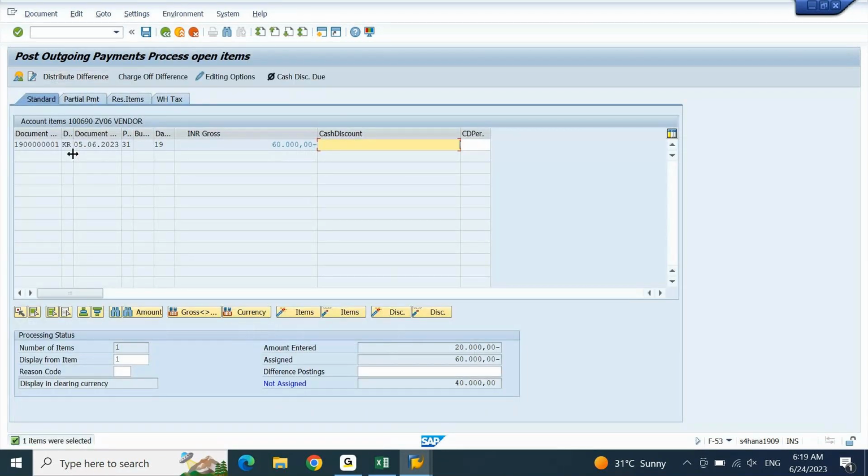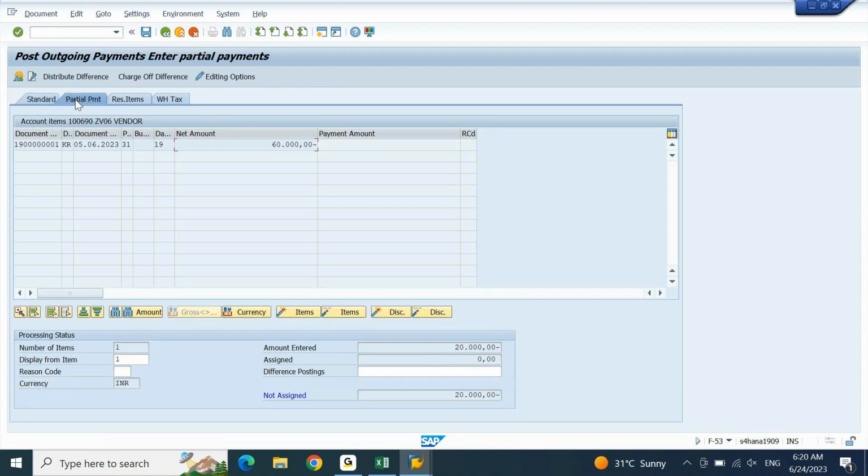Here, you see the invoice amount is 60,000, and the amount assigned is 60,000. By default, the system is assigning the total invoice amount, but we are making the payment only for 20,000. The amount entered is only 20,000 credit balance. What I am going to do is unselect this so that my amount assigned becomes 0. Our intention is to make a residual payment. The first one is standard, a normal payment, the second one is partial payment, the third one is residual payment. We are planning to make the residual payment.